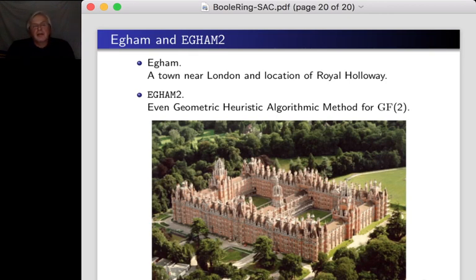And if you're wondering where the name ECHAM2 comes from, in an earlier paper we had a process which we just called the ECHAM process. Here we specialised it for GF2, so we came up with the even geometric heuristic algorithmic method for GF2. And for those of you who don't know, Egham is also a small town just west of London and the location of Royal Holloway, where all three of us have worked at some time in our career.